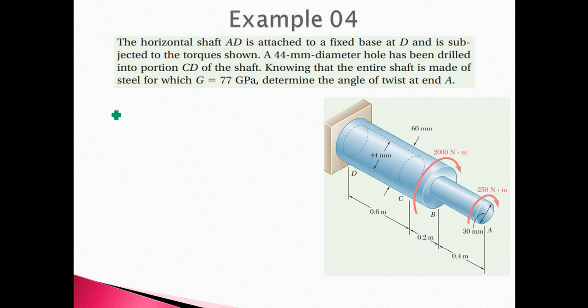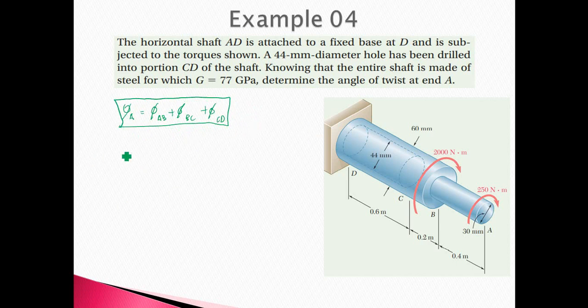Okay, so now the question is, what is the angle of twist at point A? The angle of twist at point A is basically equal to the angle of twist for portion AB plus the angle of twist for portion BC plus the angle of twist for portion CD. So that is the total angle of twist at point A.